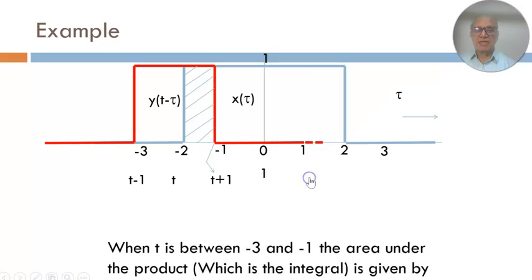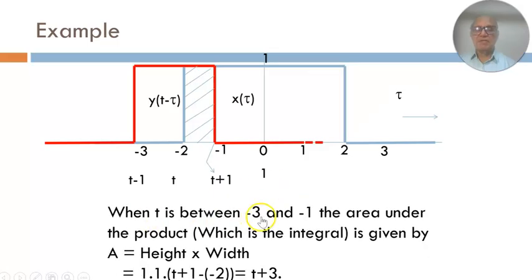So let us repeat that. When t is between minus 3 and minus 1, the area under the product, which is the integral, is given by area equal to height into width. So that is 1 into 1, t plus 1 minus minus 2, which will be t plus 3. So when t lies between minus 3 and minus 1, the expression for the convolution is t plus 3, which is a straight line with a positive slope and a particular intercept.